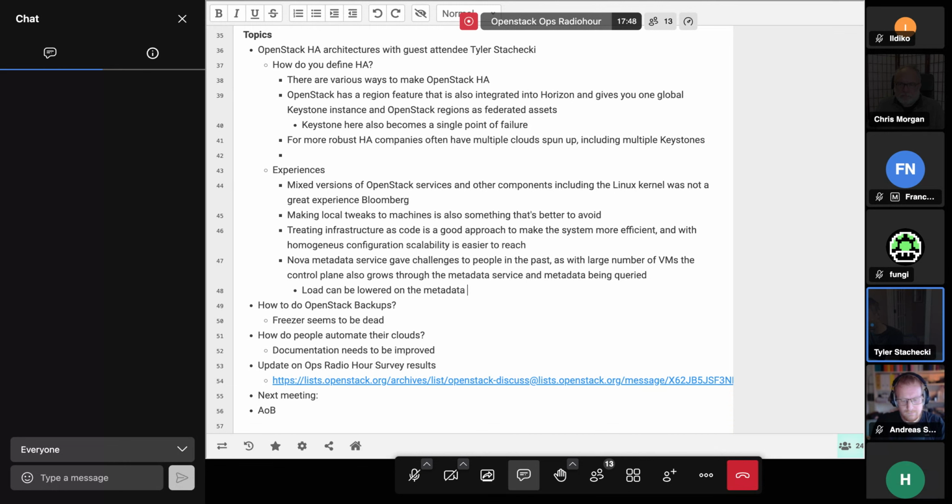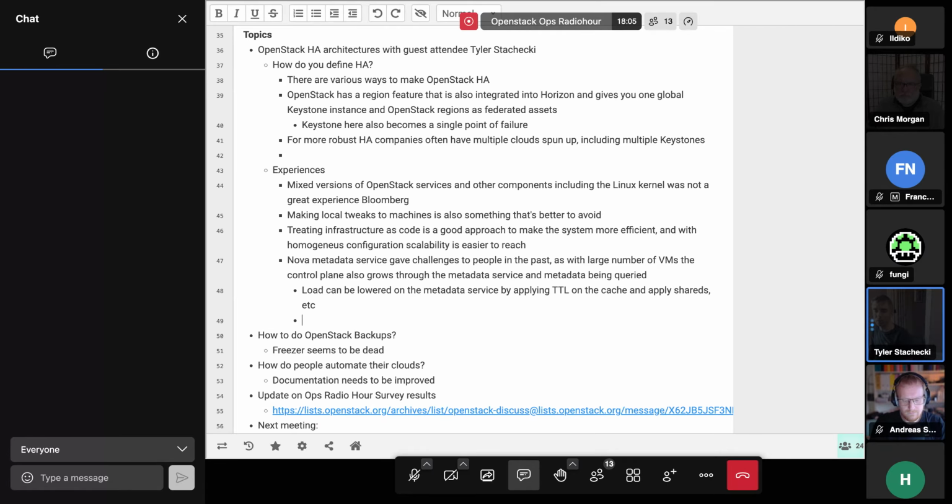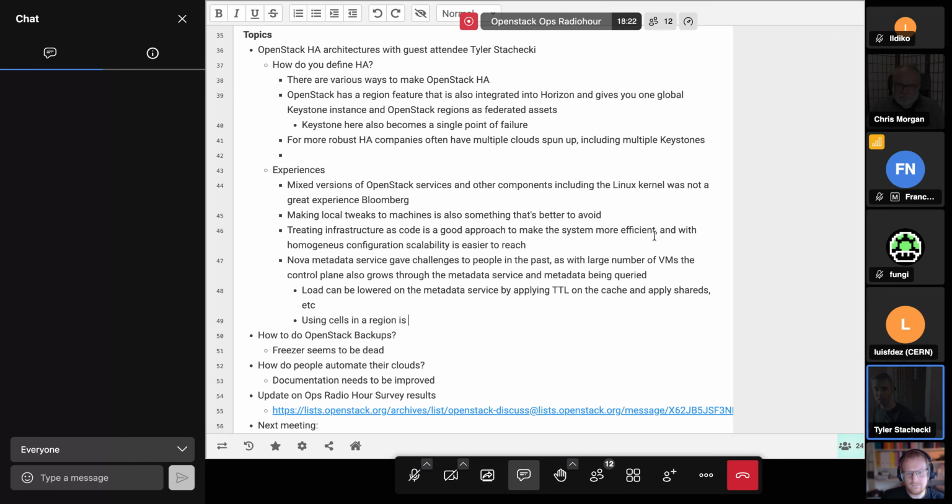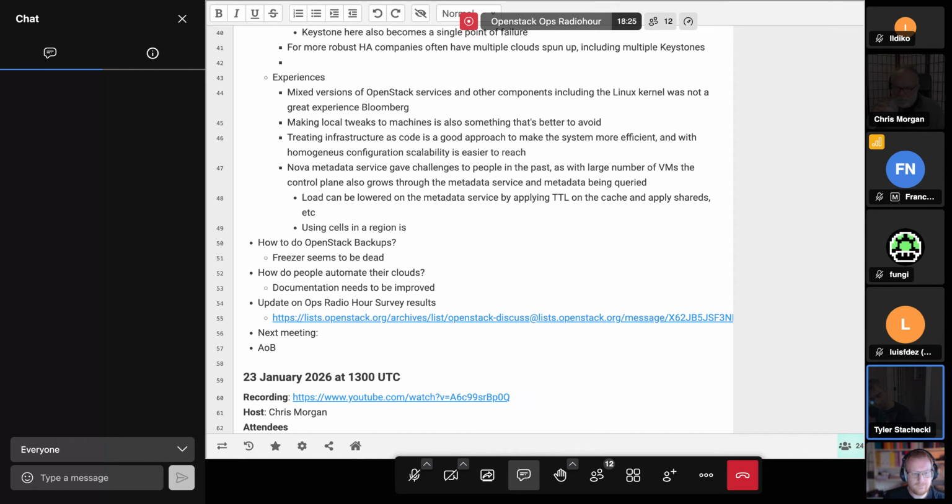And beyond a certain point, there are existing things in upstream OpenStack that can afford you ways to shard out load for things like the metadata service. You can use cells within a particular region to grow Nova's control plane alongside the number of VMs and instances and things like that. I believe CERN uses cells. I think they've published some. Yeah, we still use cells. So there's definitely use cases out there where people are leveraging that kind of functionality.